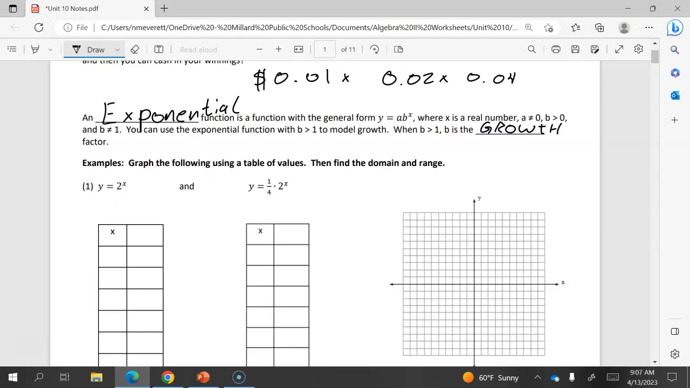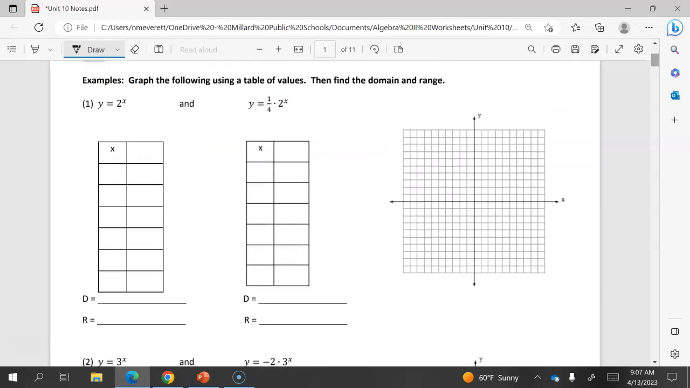Okay, so we're going to look at graphing a few of these. So we have the function y equals 2 to the x. Now, there are no restrictions on what we can plug in for x here. Can I plug in a 0? Yeah, because anything to the 0 power is 1. Can I plug in 1, positive numbers? Yes. Can I plug in negative numbers, fractions, decimals? Yes, you can do all that.